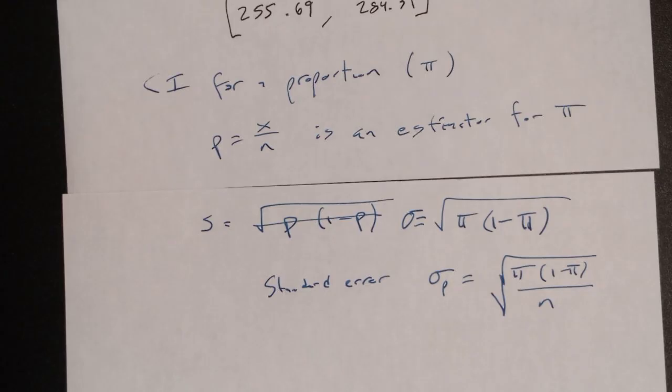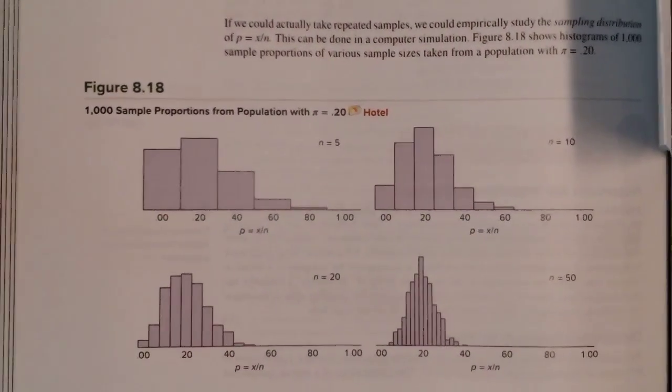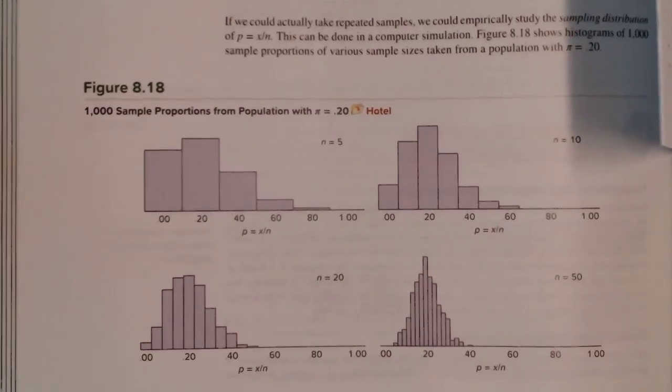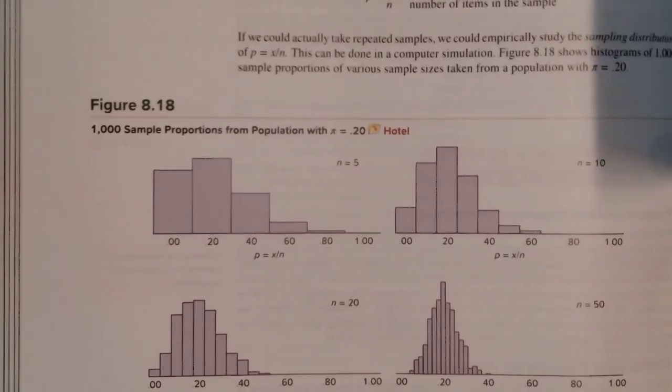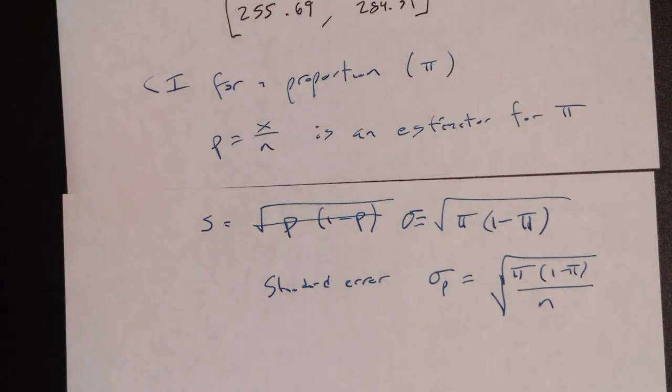Again, the more numbers, the larger a sample size, the closer this is going to look to a normal distribution. Page 292, figure 18. Which means if I'm really using a normal distribution, I can use z-values, as long as n is big enough.